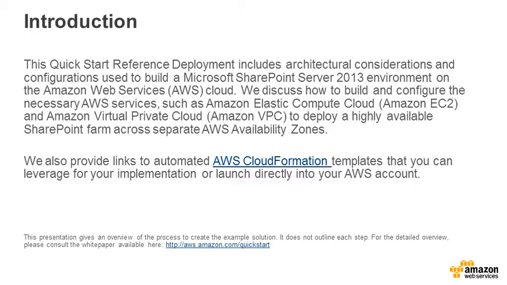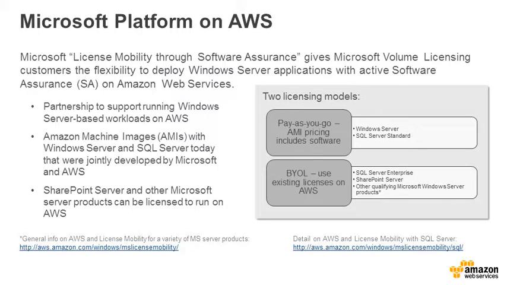We'll discuss some core AWS services that are leveraged for this platform, as well as some of the SharePoint and Microsoft-specific components that sit on top. Links are provided here to the CloudFormation templates and the white paper as well. The first thing to touch on is how the Microsoft platform runs on top of AWS. There are a couple of aspects around licensing, and how those licenses move to AWS, that are important to note up front before we dive too far into this.